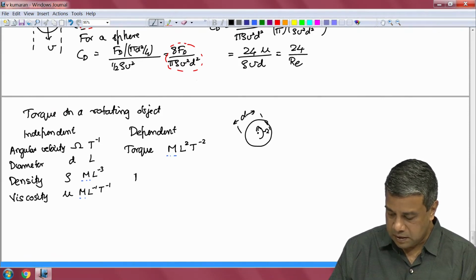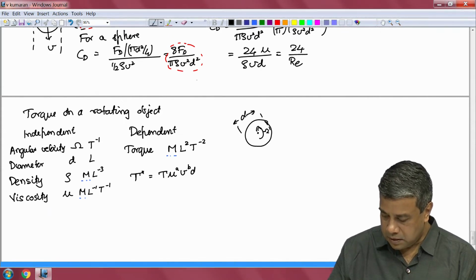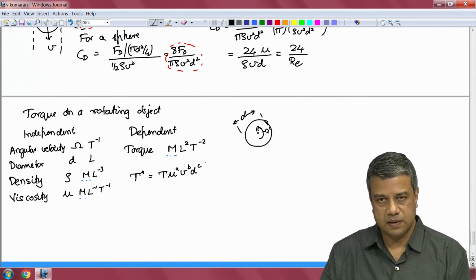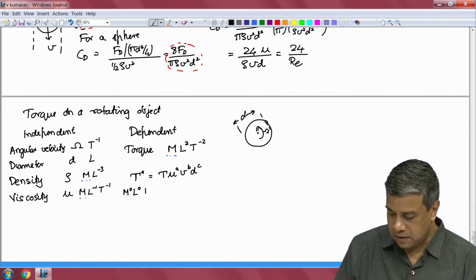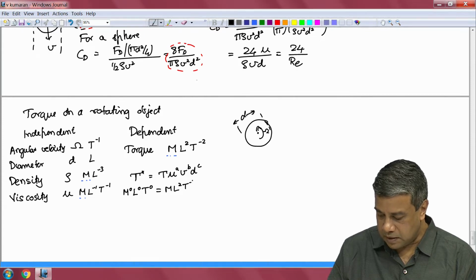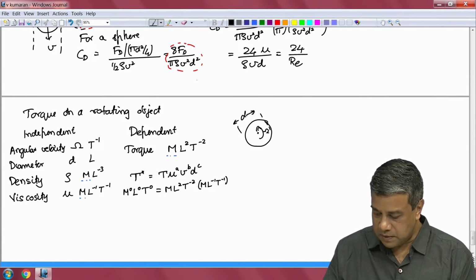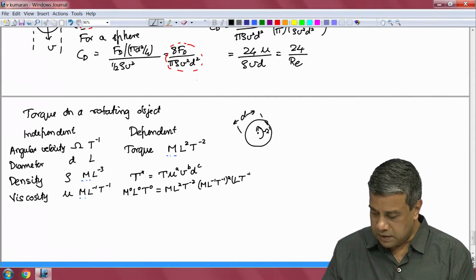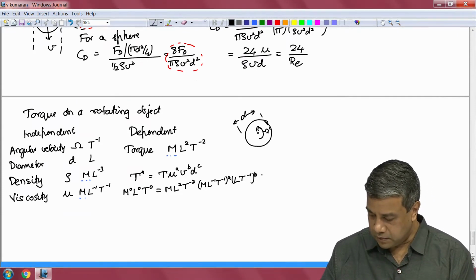So, I will write a scaled torque. I will use the symbol T for the torque, is equal to T into the viscosity power A into the velocity power B, the length power C, that is the diameter power C. Since this is a scaled torque, this has dimensions m power 0, L power 0, T power 0, is equal to m L square T power minus 2, into m L inverse T inverse power A, L T inverse power B, into L power C.